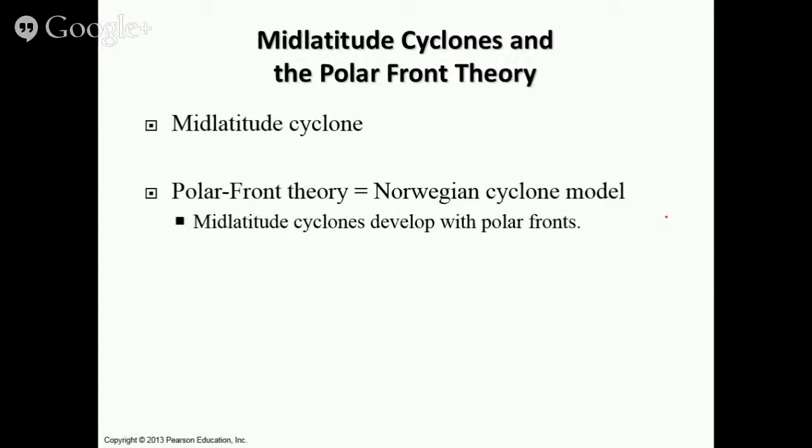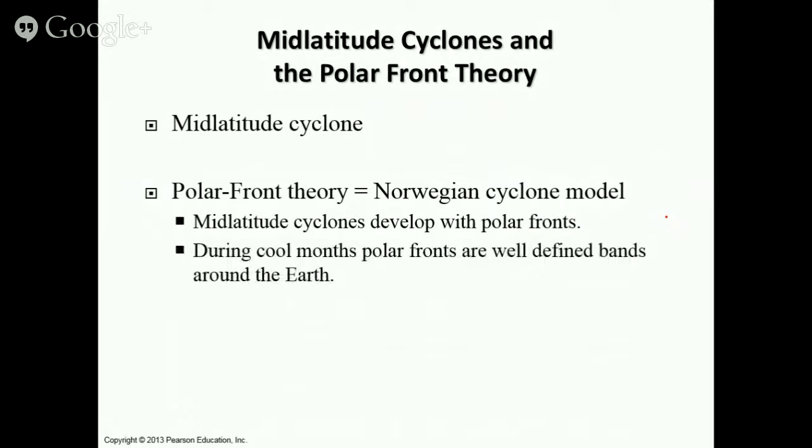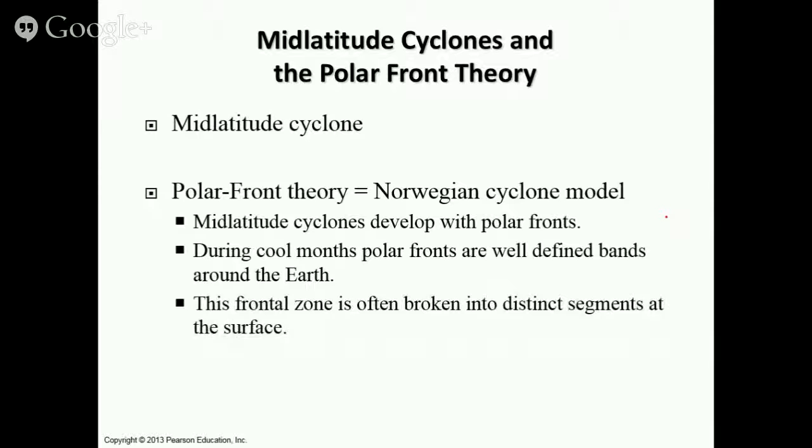We go into the development of this with a couple of things that we'll talk about in more detail in class, but they're going to be developed by the polar front. The polar front is about 60 degrees north of the equator, and that is what we see dipping down, and that creates kind of a spin-off. During the cool months, the polar fronts are well defined around that, and that frontal zone gets broken into distinct segments around. That causes a collision with warm air.